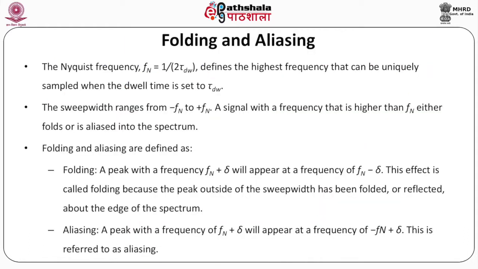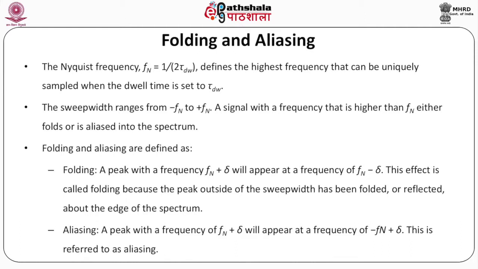Folding and aliasing. The Nyquist frequency Fn is equal to 1 by 2 tau dw, where tau dw is the dwell time, and defines the highest frequency that can be uniquely sampled when the dwell time is set to tau dw. The sweep width ranges from -Fn to +Fn. A signal with a frequency that is higher than Fn either folds or is aliased into the spectrum.